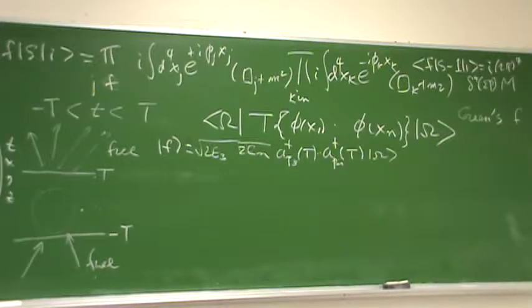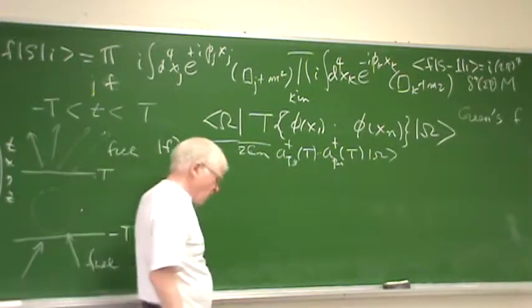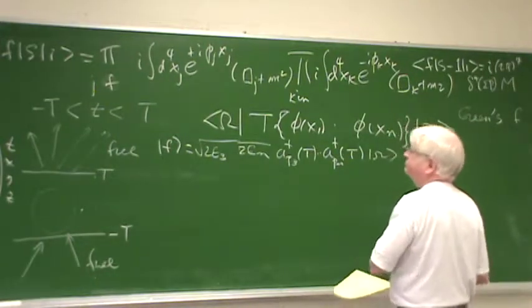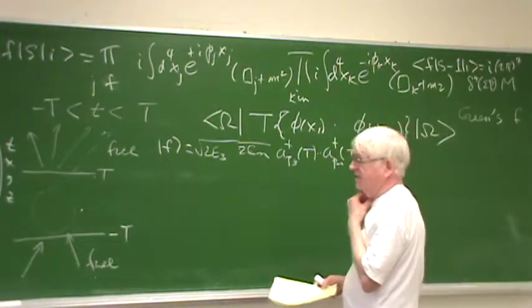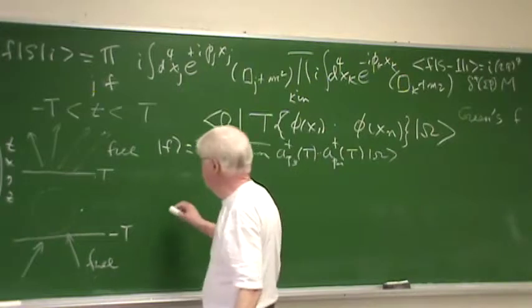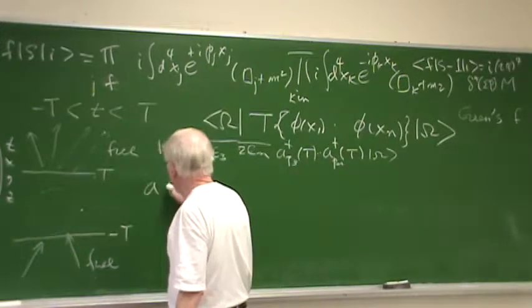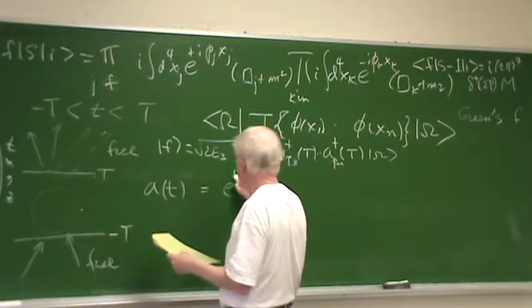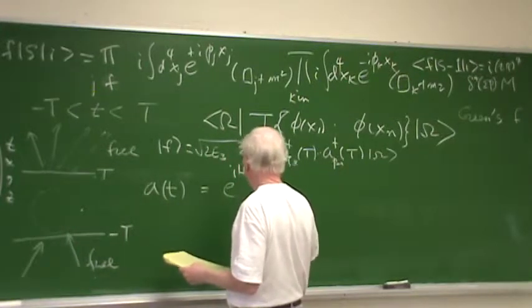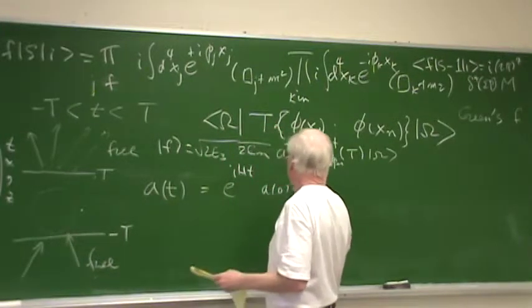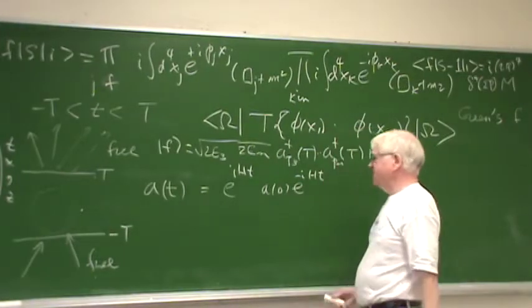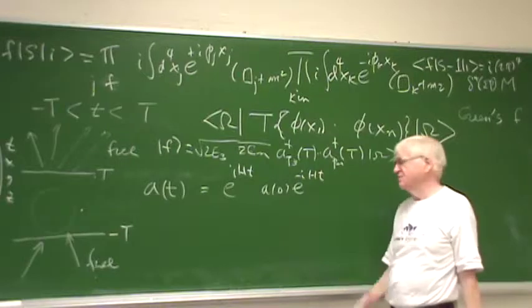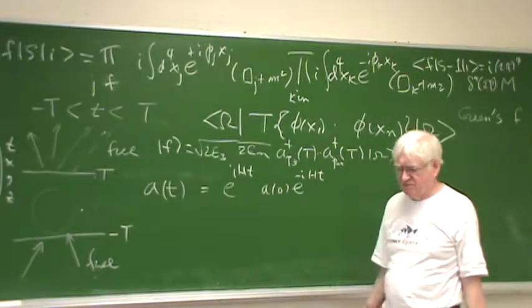Now, one way of doing this calculation is to say that the operators A of t have the form e to the i H t, A of 0, e to the minus i H t. They would then be Heisenberg picture operators, with Heisenberg time dependence.